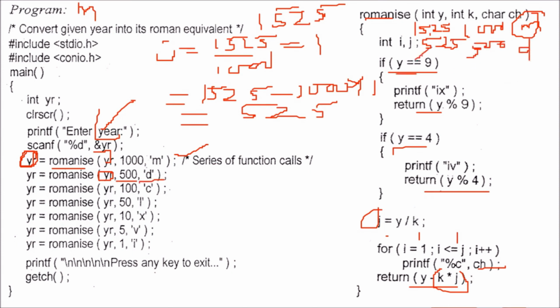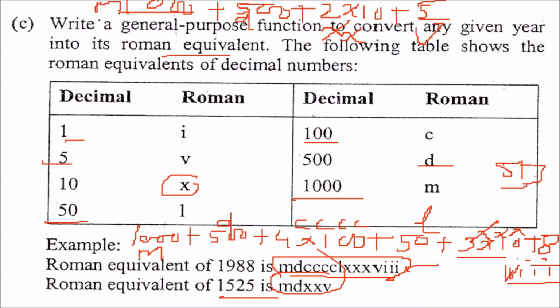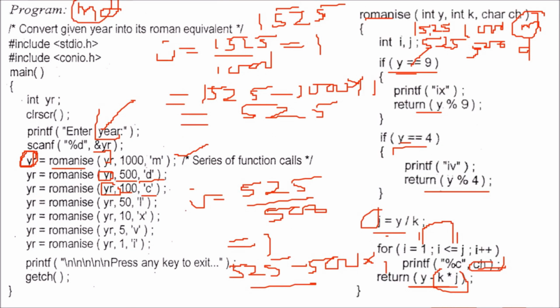Again y is not 9 and not 4, so we come directly here. j will be 525 by 500, which again gives 1, so you run the loop one time and the character d will be printed here. Then what will be returned? Y minus k into j, so 525 minus 500 into 1, which is 25. Now 25 will go with 100 and c, and likewise things will go on. I hope you got the idea. That is how you get 1525 as MDXXV. We have got the MD, and I hope you will be able to find out how we get the XXV. So this is how this function goes.